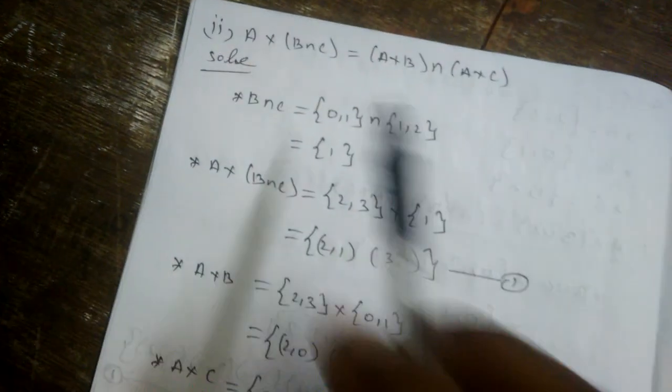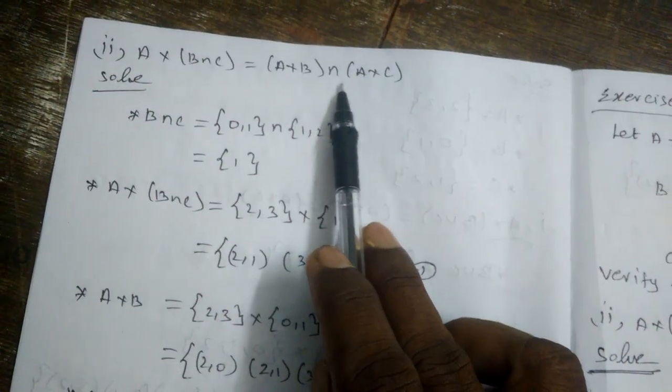Next we go to the second sum: A cross (B intersection C) is equal to (A cross B) intersection (A cross C).